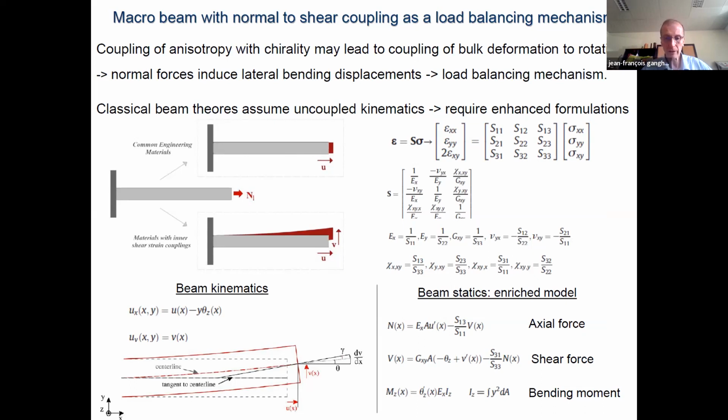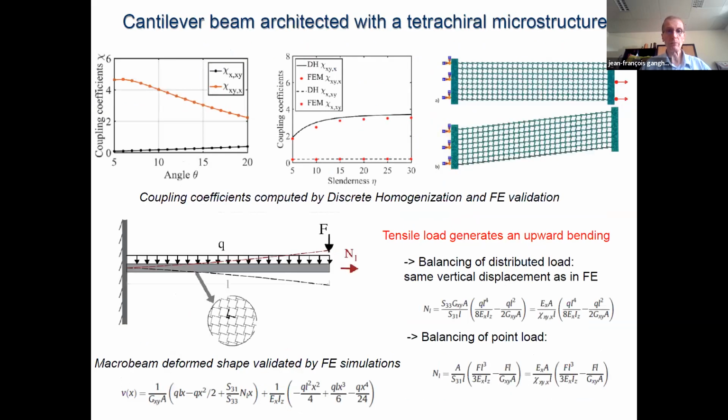So I am going to consider architected macro beams. For the beam statics, I am using either Euler-Bernoulli or Timoshenko beam at the macro level. If I consider now the full compliance matrix, I need to modify the beam statics to account for this coupling between tension and shear. So the S13, S31, S23 coefficients will actually intervene in the beam statics, which will give rise to an enriched model for the axial force, shear force, and the bending moment, as you can see.